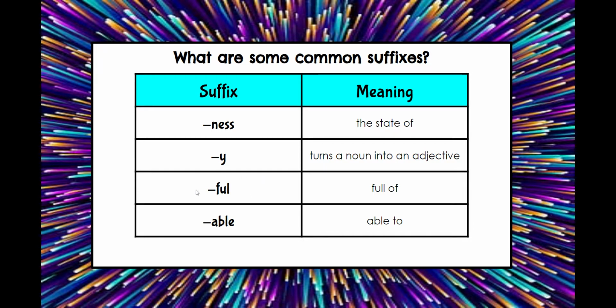And then full, and that just means full of. For example, I am thankful. I am full of thanks. And then we have able, which means that it is able to do something.